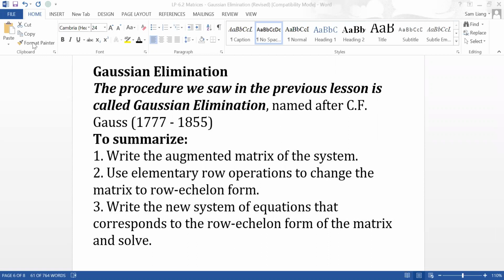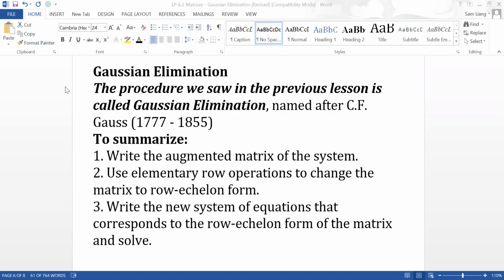Gaussian elimination. The procedure we saw in the previous lesson is called Gaussian elimination, named after C.F. Gauss. To summarize: 1. Write the augmented matrix of the system. 2. Use elementary row operations to change the matrix to row echelon form. 3. Write the new system of equations that corresponds to the row echelon form of the matrix and solve.